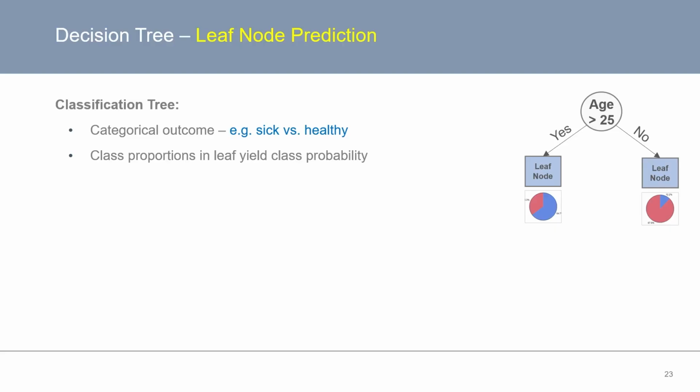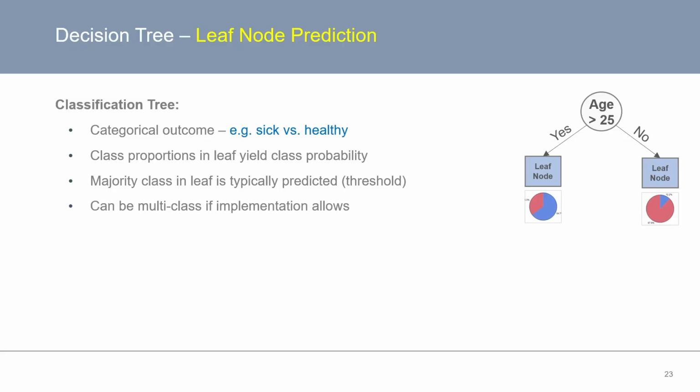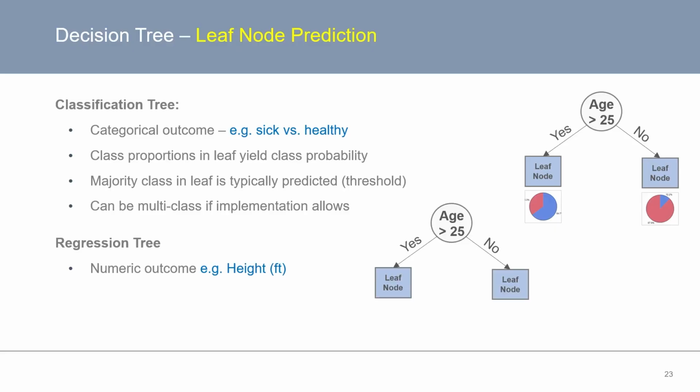Based on the training data or prior evidence supporting the conditions through a branch of the tree, each leaf node indicates the proportion of instances that ended up in that leaf, which translate to the class probability. Typically, the majority class found in a leaf is what gets predicted by that leaf. However, this can also depend on how the decision threshold of a tree is set. It's also worth noting that some decision tree implementations allow for multiple possible class outcomes.